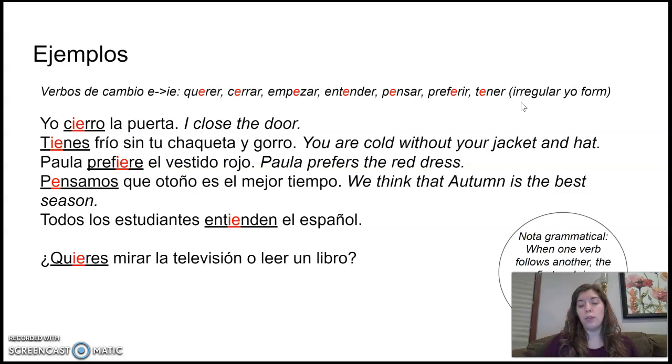So the yo form of tener is irregular, tengo, yo tengo. But the other forms, the tú, usted, él, ella, and ellos, ustedes forms, all have that ie stem change.